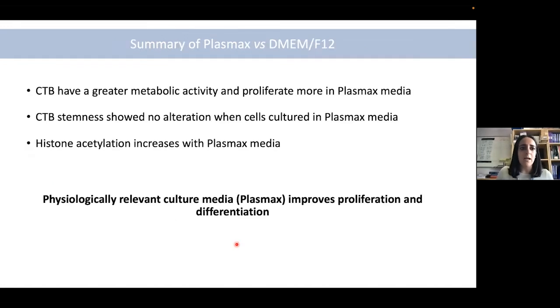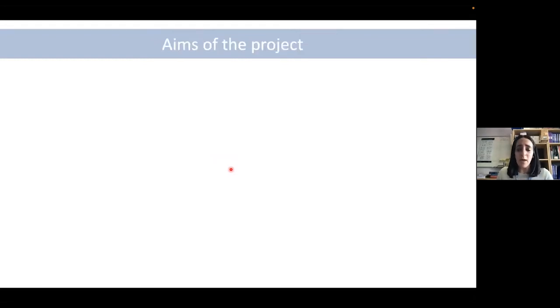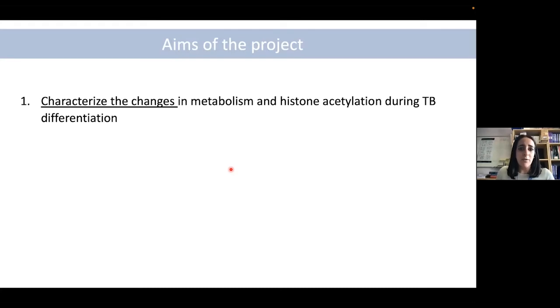So to summarize, CTB cells have a greater metabolic activity and proliferate more when in Plasmax, CTB stemness shows no alteration, and histone acetylation increases. So based on this finding, I decided to use Plasmax to perform all of the experiments that I'm going to describe to you.